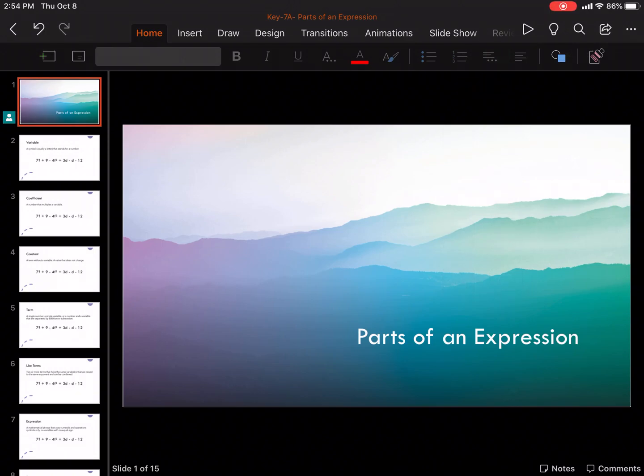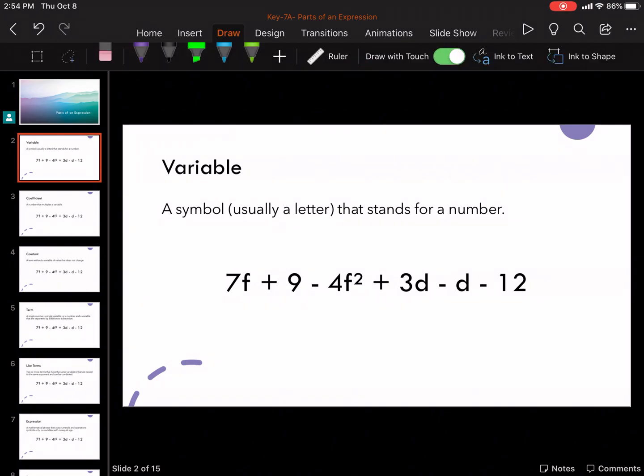Okay guys, in this video we're going to be talking about parts of an expression. So the first vocab word we're going to talk about is a variable, and it is a symbol, usually a letter that stands for a number. So here we have F, D, and D. So our variables are F and D. Remember, it's your letters. Just the letters are variables.